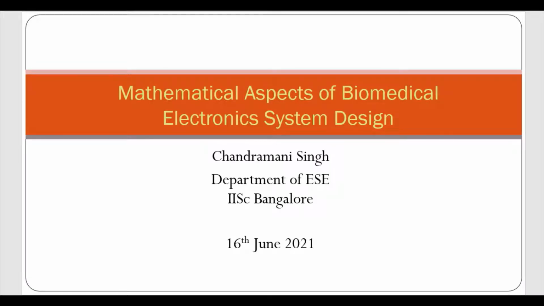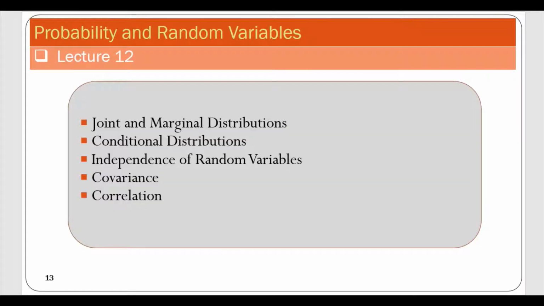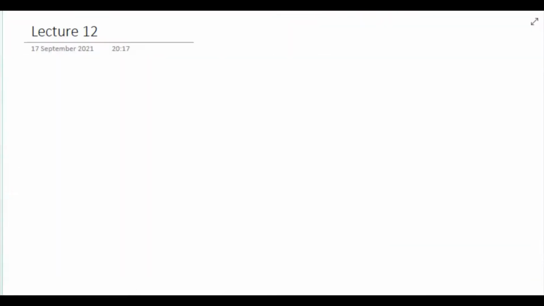Welcome to today's lecture of the course Mathematical Aspects of Biomedical Electronic System Design. This is the last lecture on the module Probability and Random Variables. In today's lecture we will cover joint and marginal distributions, conditional distributions, independence of random variables, covariance and correlation. So let us start today's lecture.